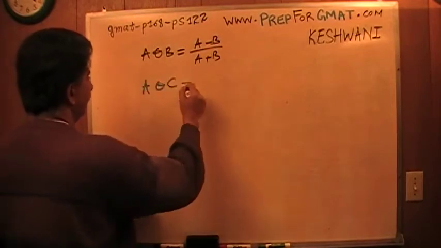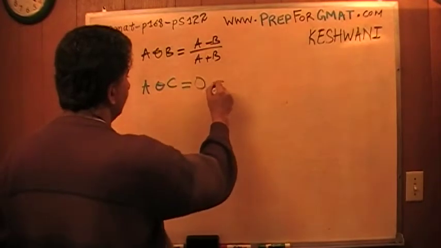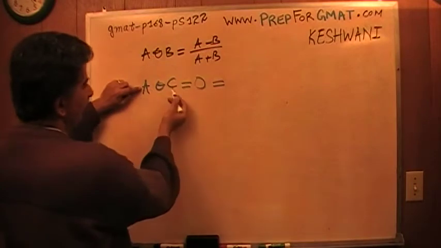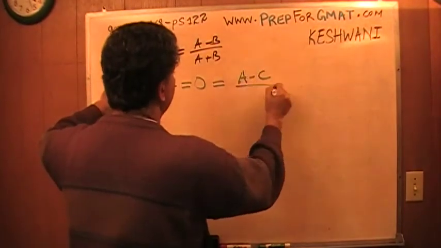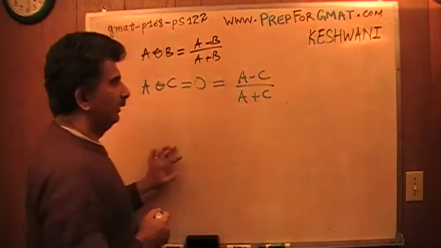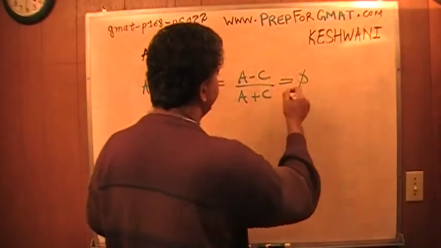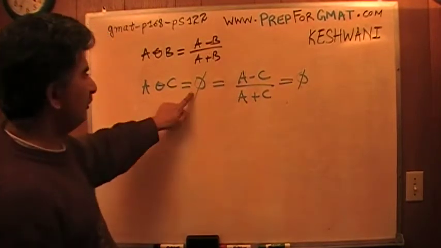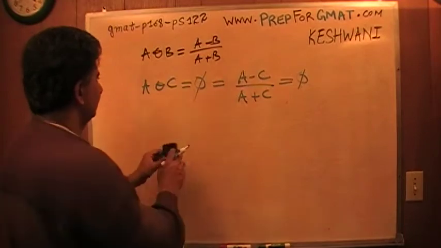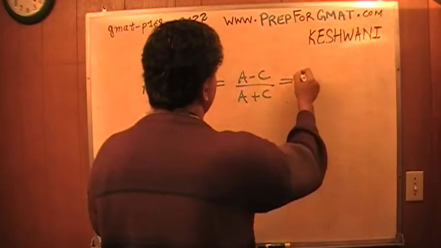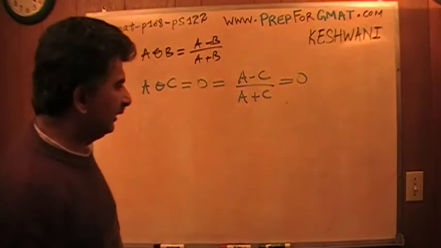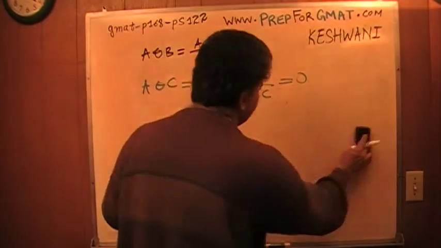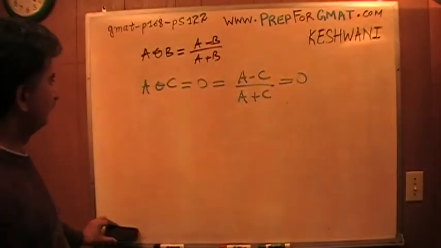A theta C, we are told, is 0. So we're going to first set it up. A theta C: take the difference of the left hand side and the right hand side, so it's A minus C divided by the sum of A and C. And I'm told that it has to equal 0. I'm going to write a 0. I hope you're not going to confuse my 0 with the theta. I don't want people to think that this has any significance if you end up reading this as phi. So I put a regular 0.